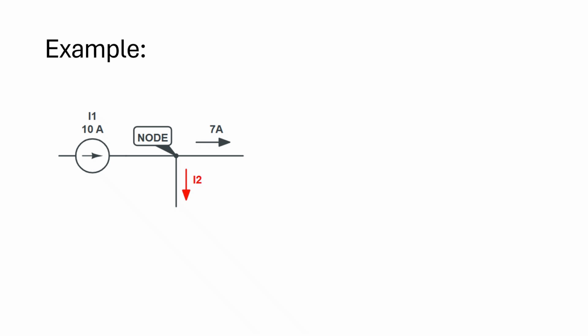Now that we know all of the concepts for using Kirchoff's current law, let's look at an example. Here is a section of a circuit in which a node is shown and current splits between two routes. Referring to the equation for Kirchoff's current law, we can write that the sum of current in, which in this case is the 10 amp source, is equal to the sum of current out of the node, or I2 plus 7 amps. Rearranging this equation, we get I2 equals 10 amps minus 7 amps, which equals 3 amps.